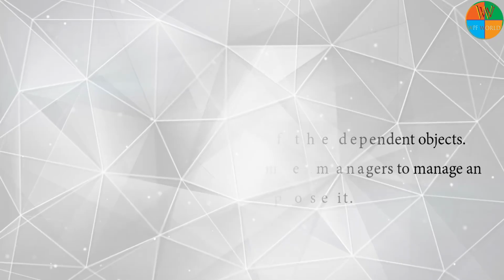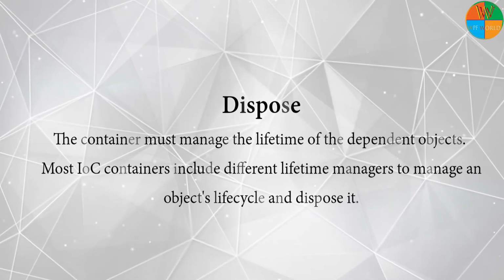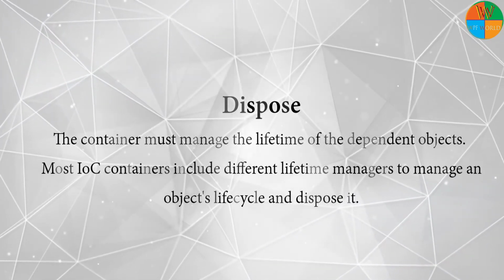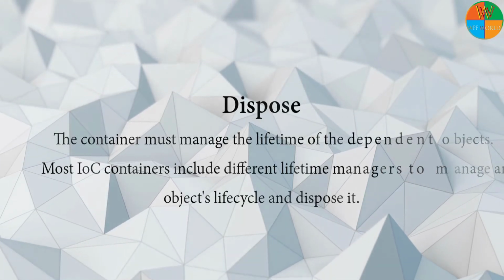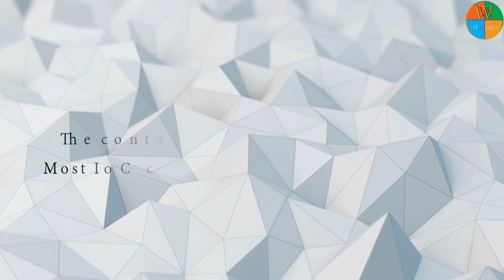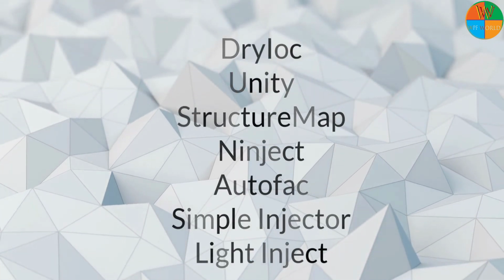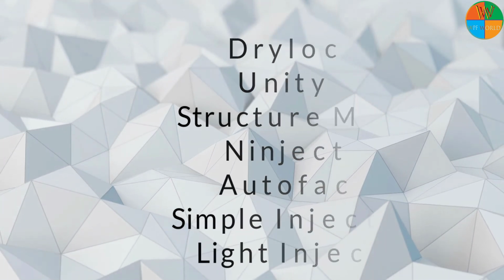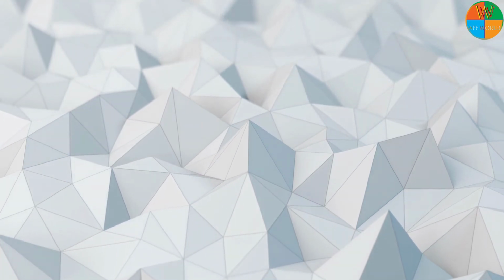The container must manage the lifetime of the dependent objects. Most IOC containers include different lifetime managers to manage an object's life cycle and dispose it. There are many open source containers available for .NET. Some are listed: DryIoc, Unity, StructureMap, Ninject, Autofac, Simple Injector, LightInject. I hope you got the idea about the dependency injection and IOC container.